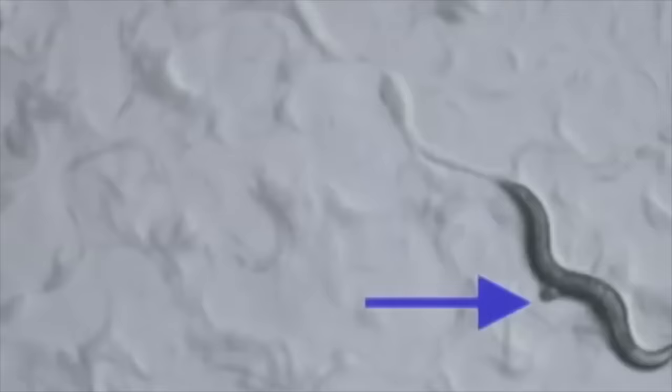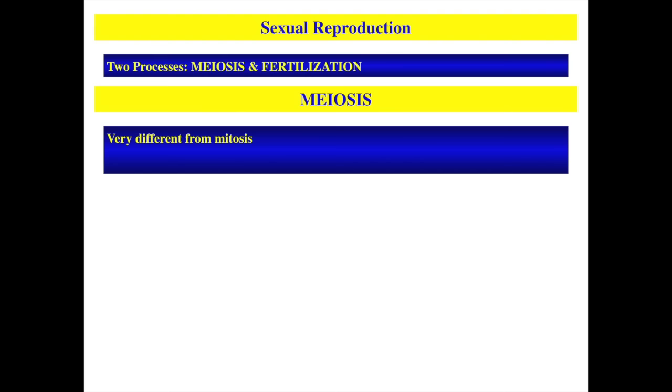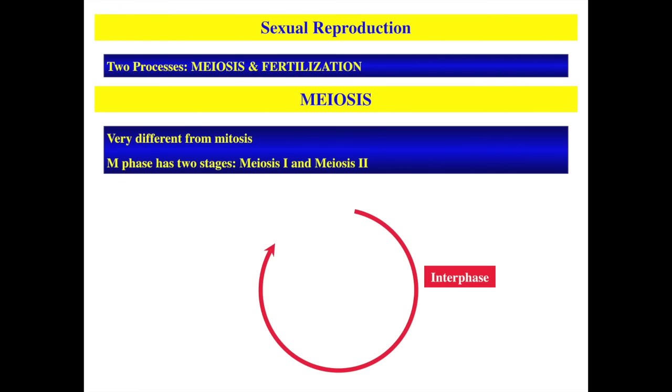There you go. Sexual reproduction involves two processes, meiosis and fertilization. Meiosis is a different kind of cell division that occurs only in the germline of an organism. It is very different from mitosis, in part because its M phase has two stages, Meiosis I and Meiosis II.